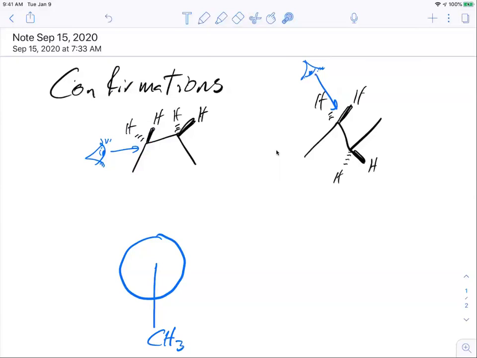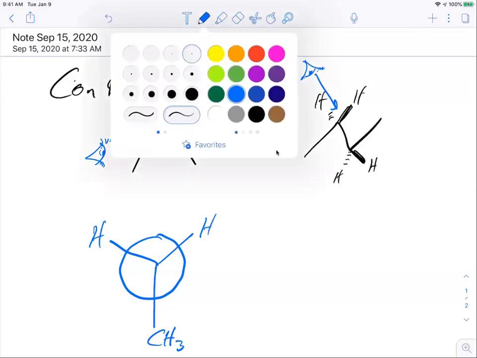Then if I'm looking off to my right, what's coming out of the page there is a hydrogen. And then if I look at my hydrogen there, I see the other hydrogen going this way. So that's that first carbon, and this is called a Newman projection.